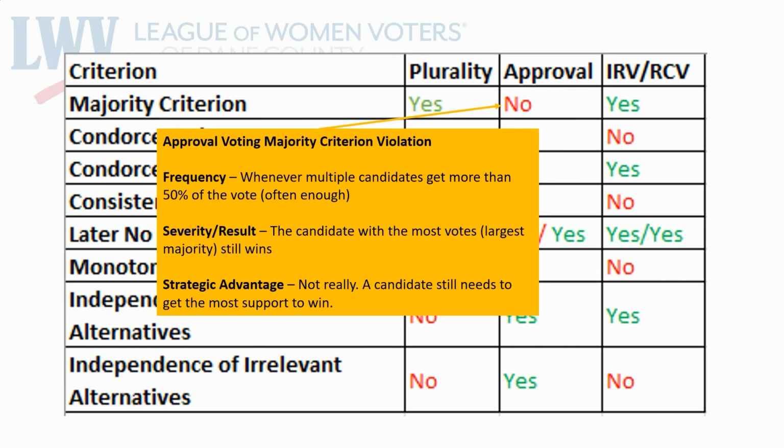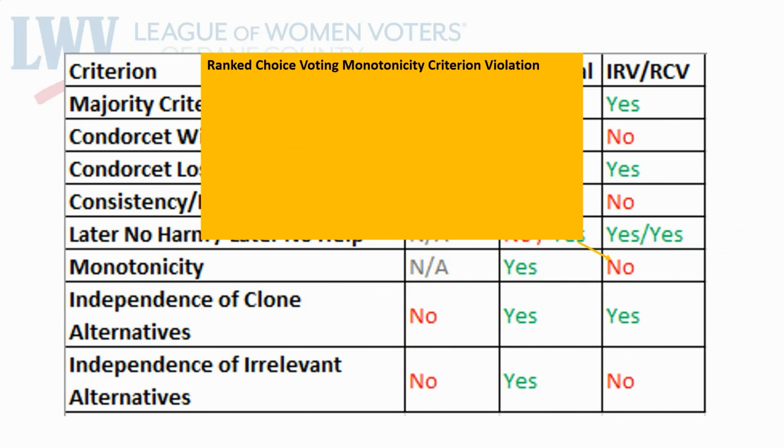Well, the reason approval voting violates this criterion is because in approval voting, more than one candidate can win votes on over 50% of the ballots, since voters can vote for more than one candidate. The result is still that the candidate with the largest majority wins the election. So while this could happen frequently, the violation might not be considered severe, since the winning candidate is still the candidate with the largest amount of support. Can it be used strategically? Well, in order to win, a candidate still needs to get the most votes. So not really.